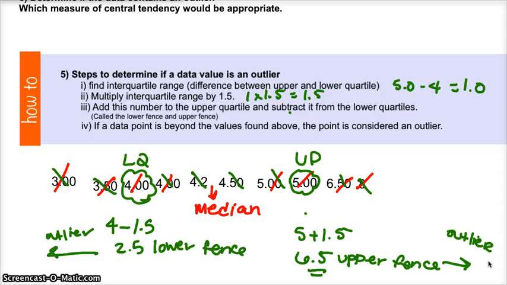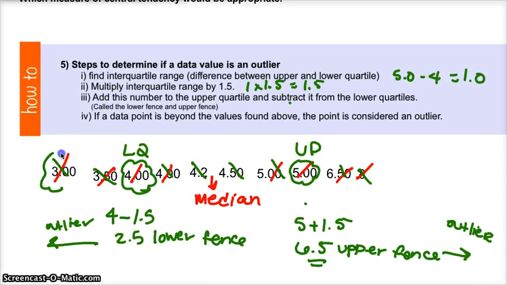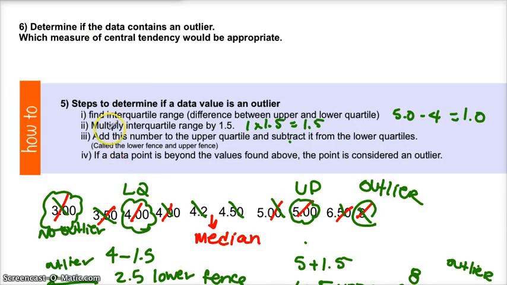What's it asking? Let's read this. Determine if the data contains an outlier. My lowest point is 3. So because it's falling within the fence, this one is not considered an outlier. But look at the next one. The highest value here is an 8, which is outside of that upper fence. So this one is considered an outlier. So does the data have an outlier? Yes, it does.